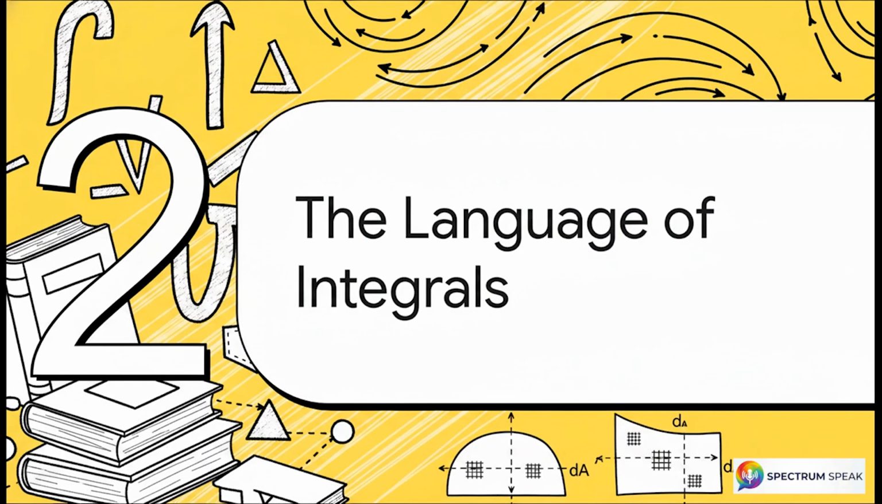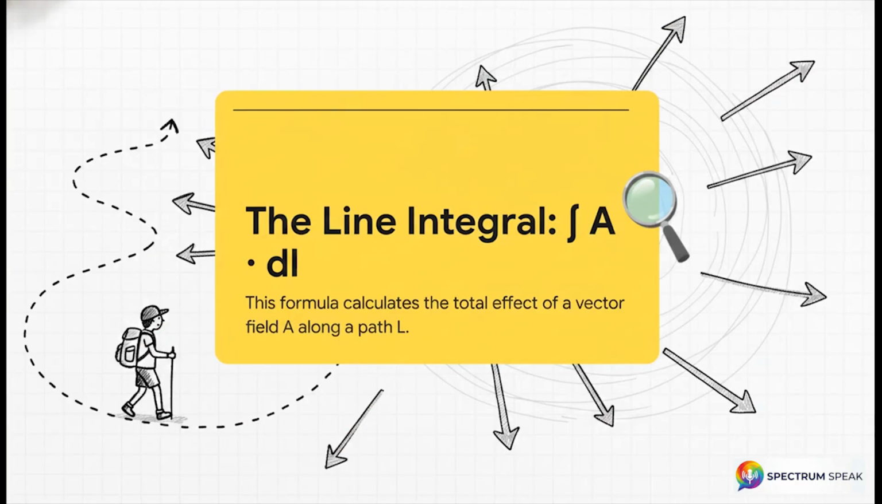Now, let's connect those ideas to the actual math, the language you're going to see in your textbooks. So here it is. This is our hiking integral. We use it to find the total effect or the accumulation of some vector field, we'll just call it A, along a very specific path, which we'll call L.